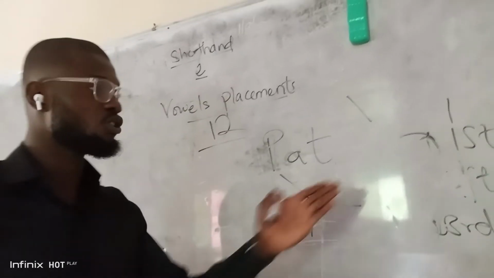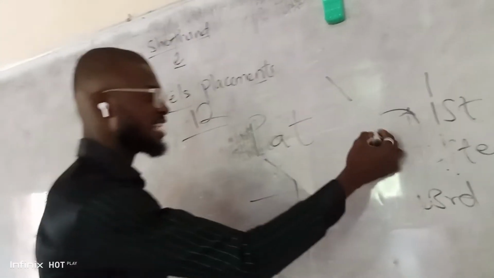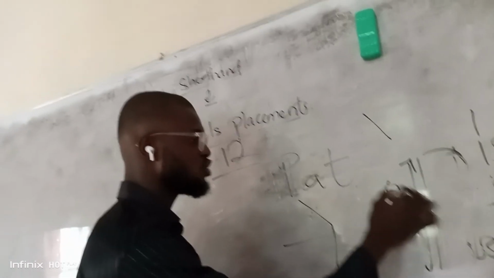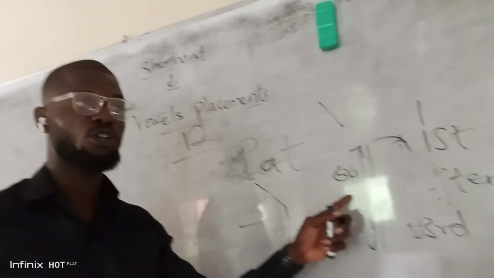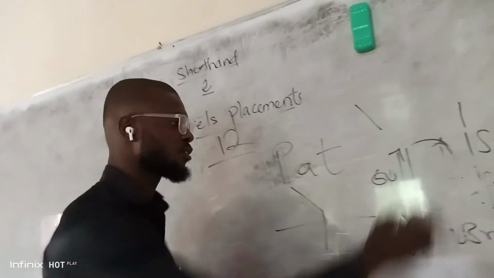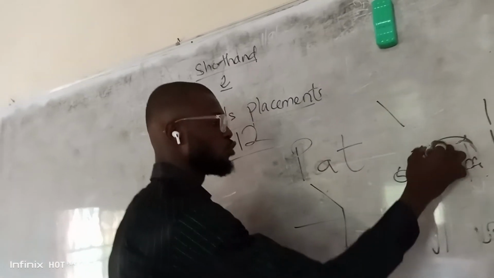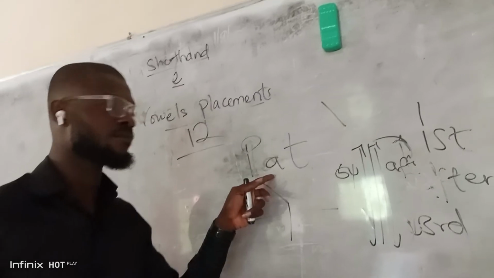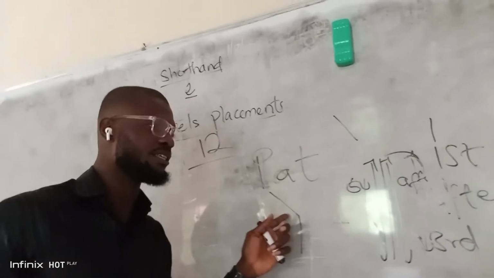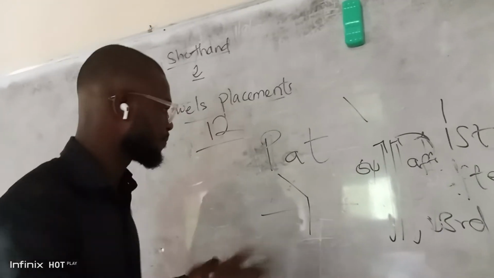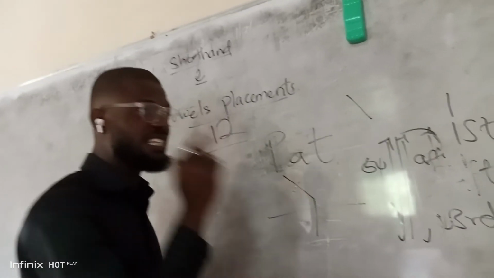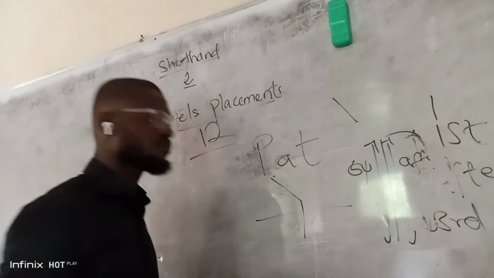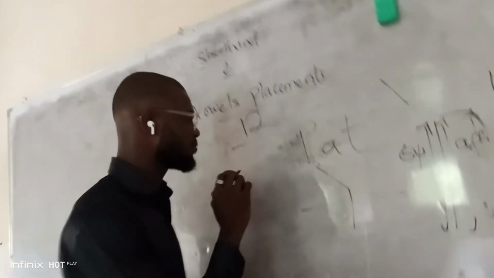Now, as we just explained, this side is when a vowel is coming before the stroke, you put it here. When it's coming after the stroke, you put it this side. Now, the A is coming after P. Now, remember, it's a first placement, so you put it at the first.